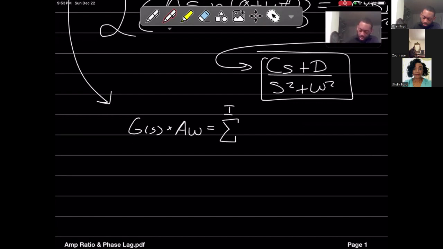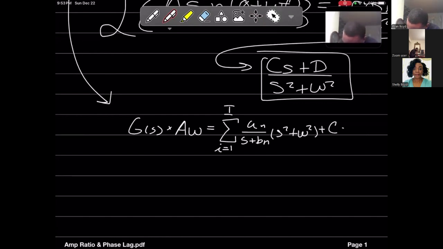So now we just have the amplitude is equal to a sum of all the polynomials. A of n, s plus B of n, times s squared plus w squared. Remember, I multiply by the numerator for everything in the formula. And then plus, now this is Cs plus D.